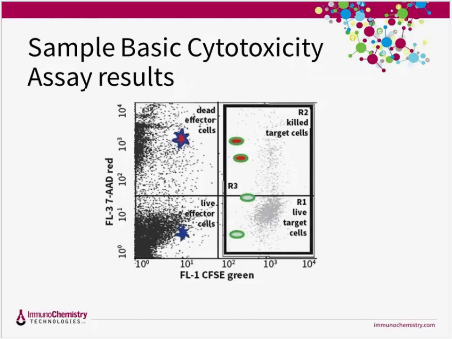So here we have some sample basic cytotoxicity assay results showing how this assay easily distinguishes the green CFSE labeled target cells from the effector cells. Target cells are then further distinguished into live and dead subpopulations using that red live/dead stain, 7-AAD.